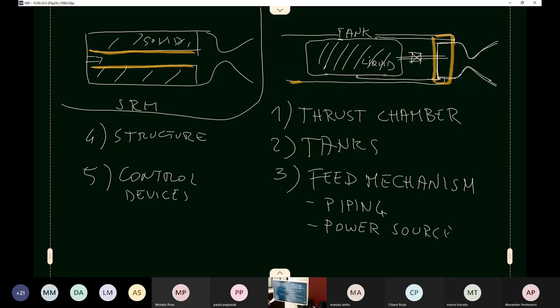Among the applications where we use liquid propellant rocket engines, we can divide them in this way. We can consider boosters. They are not necessarily solid rocket motors. They can also be liquid. And just as an example, the Ariane 4 launcher had different kinds of boosters available.